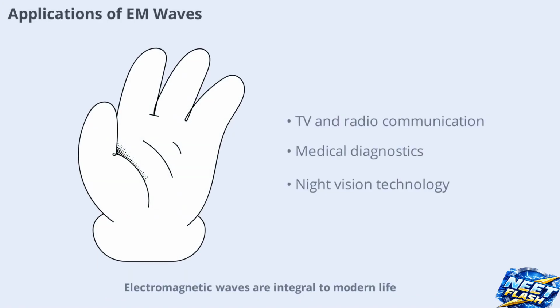Electromagnetic waves are integral to modern life. Radio waves enable TV and mobile communication. Microwaves are used in ovens and radar systems. Infrared is crucial for night vision and astronomy. X-rays are used in medical diagnostics and security. Gamma rays help treat cancer. Ultraviolet rays are used in water purification, and visible light is essential for vision and illumination.